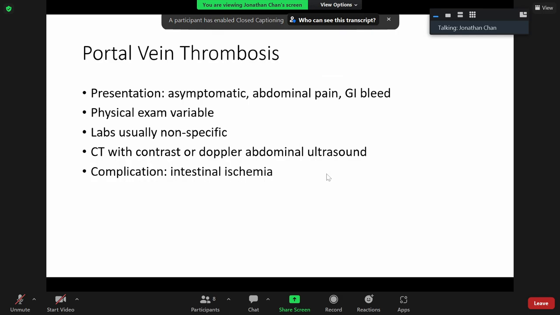The presentation here includes patients who can be asymptomatic. They can have abdominal pain, a GI bleed. The physical exam can be pretty variable. Some patients can have pain there, they can have some tenderness. The labs are generally considered pretty nonspecific. CT scan with contrast or a Doppler abdominal ultrasound is considered the best imaging tool to check for portal vein thrombosis. And one of the complications here includes intestinal ischemia.